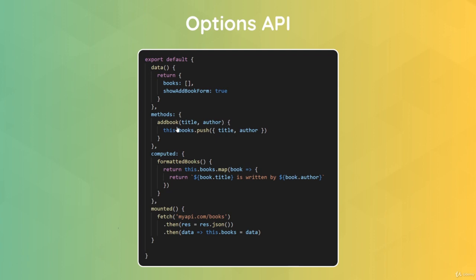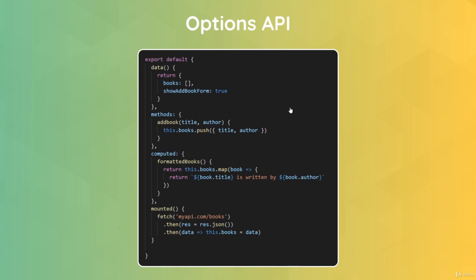Using it looks something like this, where we have a data function, a methods property, a computed property, and any lifecycle hooks as well. All of these are just added directly to the component object itself, which we export. So by making Vue applications this way, we are just using what's known as the Options API. And this has been the way that we make Vue applications for the past few years. And we still do make Vue applications this way today as well.